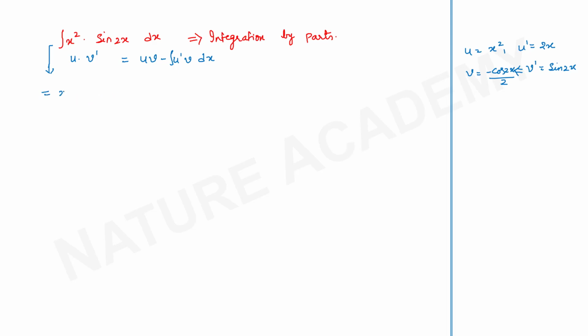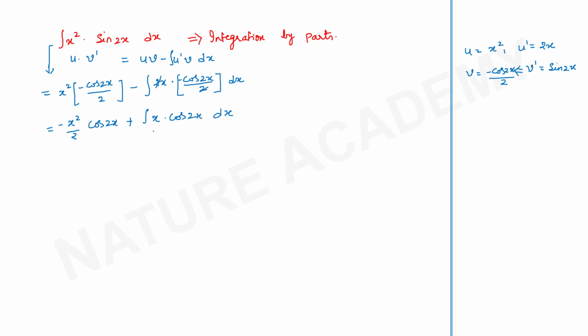So this equation can be written as x square into minus cos 2x by 2, because u into v, minus integral u dash. U dash is 2x and v is again minus cos 2x divided by 2 into dx. Now this can also be written as minus x square by 2 cos 2x plus integral x into cos 2x dx. Again this integral can be solved using u into v dash.